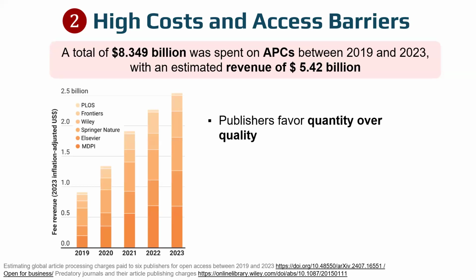So this makes you think that these publishers are going to favor quantity over quality, because the more they publish, the more revenue they will get.